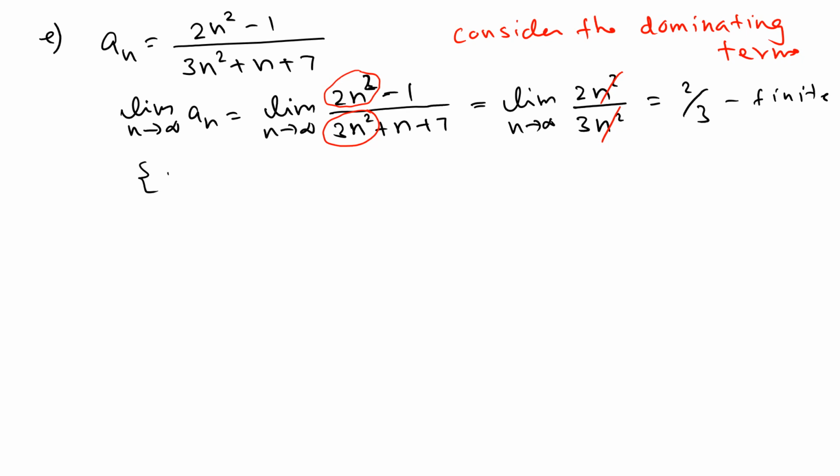So the sequence converges because the limit exists, and that's it. You don't want to use L'Hopital's rule for this. We can do problems with L'Hopital's rule, but not this one. Good. So if you want to say it converges, it converges to 2/3. If you want to write it, you can say it converges to 2/3. Good. So let's do another problem.